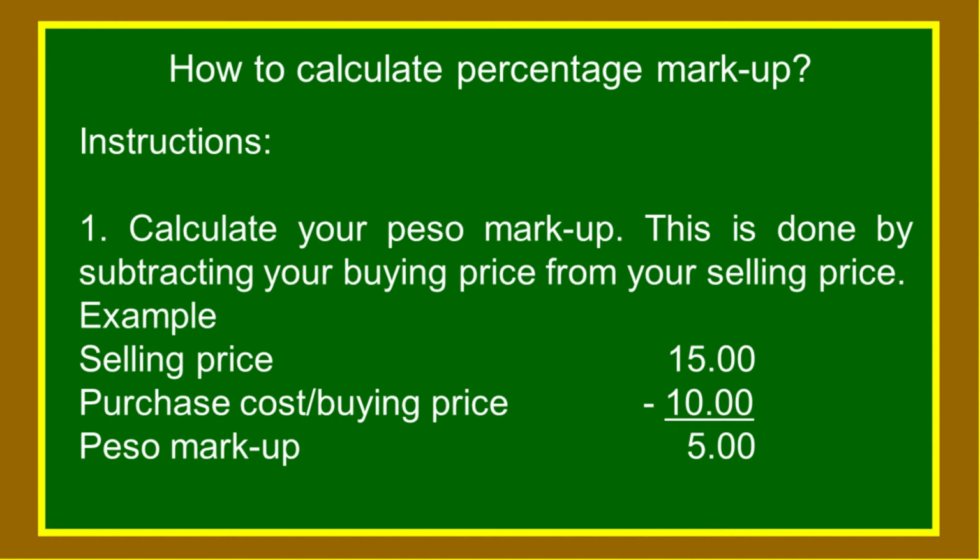How to calculate percentage markup? Here are the instructions. Number 1. Calculate your peso markup. This is done by subtracting your buying price from your selling price. Let's take a look at the example. Our selling price is 15 pesos and we will subtract the purchase cost or the buying price of 10 pesos. And the result is the peso markup of 5 pesos.